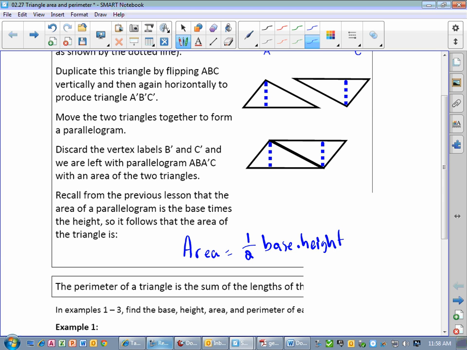Okay, so that's where that formula for triangles that you've been working with since 3rd grade is coming from. It's the area of a parallelogram cut in half. And that will be any triangle. Any triangle you can think of, you can flip it over and then put it together and make a parallelogram.